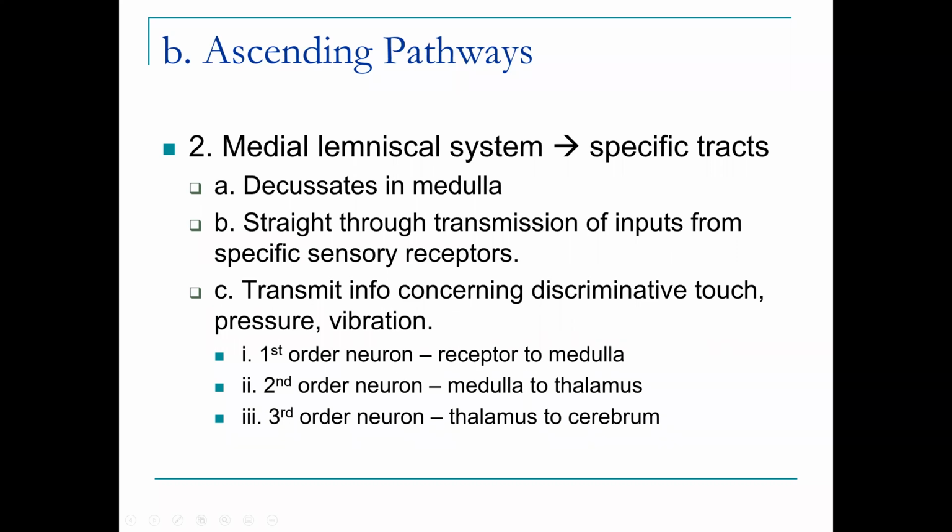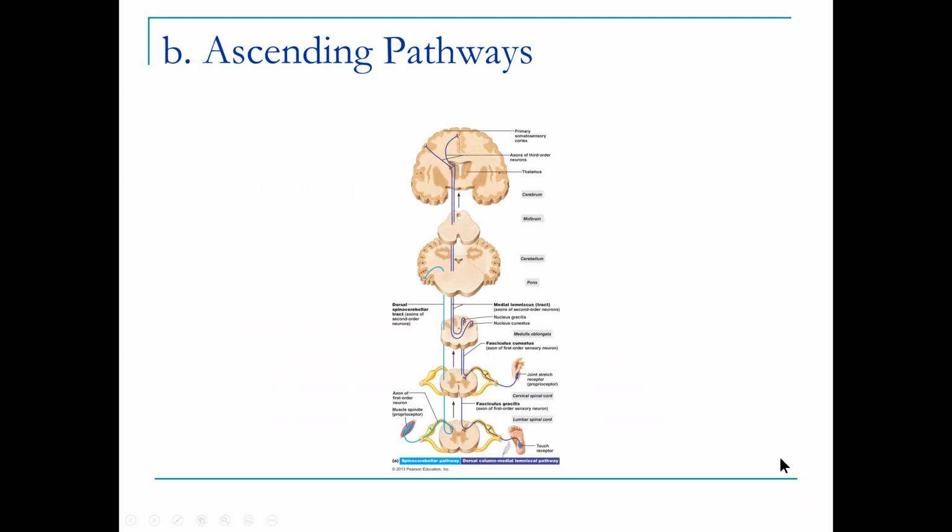But remember, for this first order neuron, if you were asked where is the cell body of the first order neuron in an ascending pathway, it's in the dorsal root ganglion, okay? It's in the dorsal root ganglion. Second order neuron starts at the level of the medulla, okay, and goes up to the thalamus. The medulla is where the decussation is going to take place. And then the third order neuron goes from the thalamus to the cerebrum. So the thalamus to cerebrum. So we're going to have our decussation at the level of the medulla.